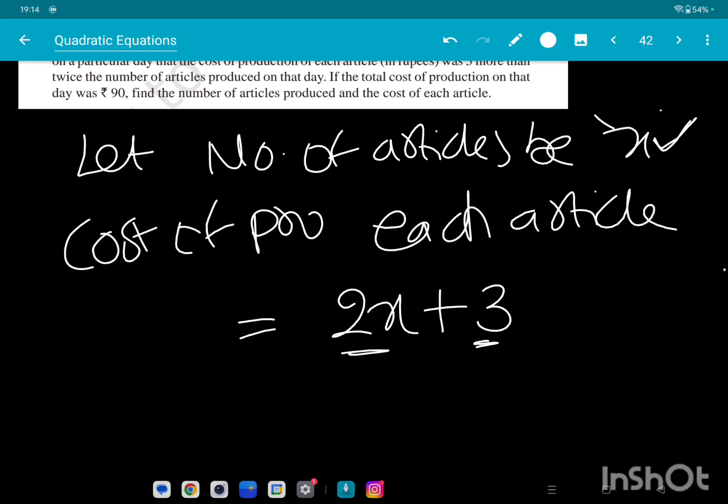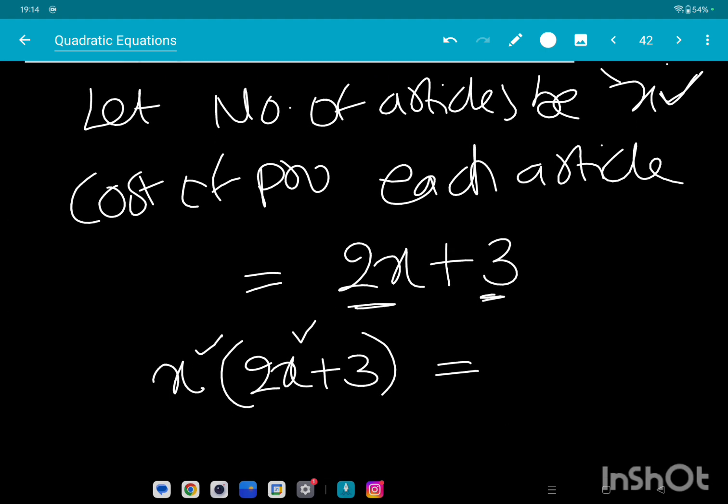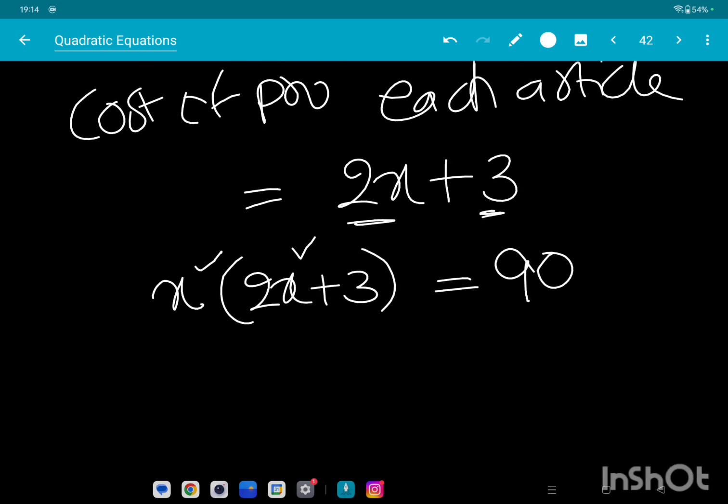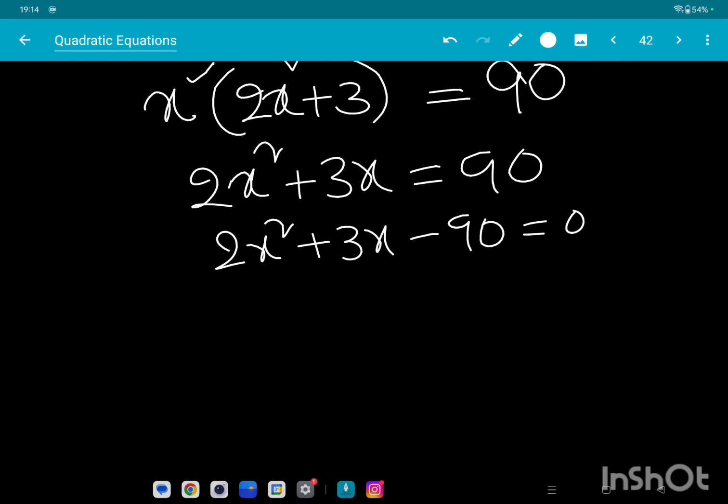So if the total cost of production on that day was 90, how will we get the total cost of production? By multiplying the number of articles by each cost. So total cost is equal to number of articles times cost of production of each article. If I multiply those two, then we will get the total production cost, which is given as 90. Now we need to multiply these two. 2x square plus 3x is equal to 90. So this will come to this side and it will become 2x square plus 3x minus 90 is equal to 0.